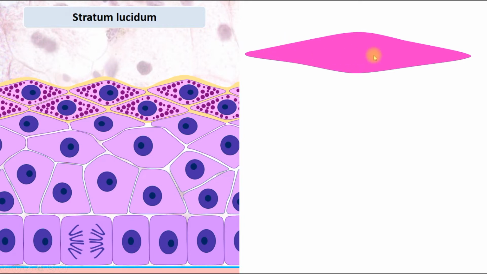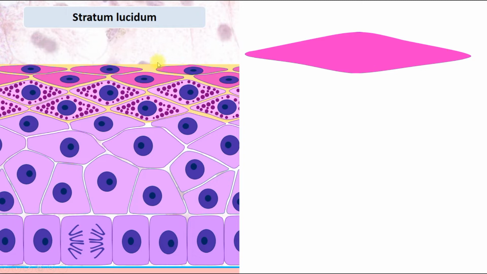Here we can see a flattened cell without nucleus, and here we can see cells of the stratum lucidum. They are filled with eleidin. Some cells contain nuclei, and then the nuclei disappear. It's stratum lucidum, the fourth layer of epidermis.